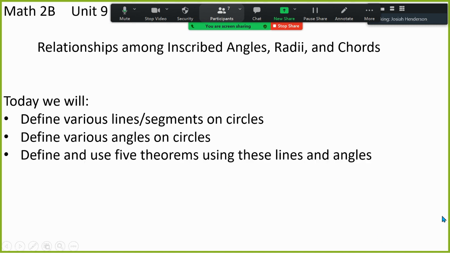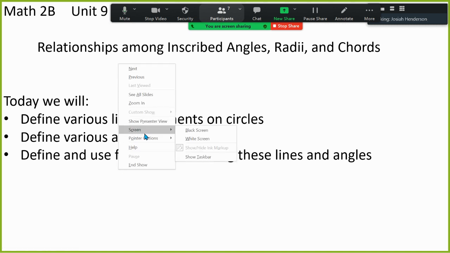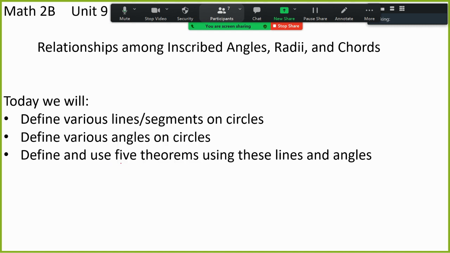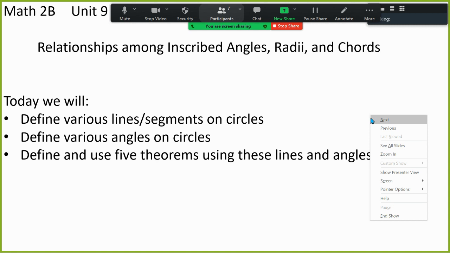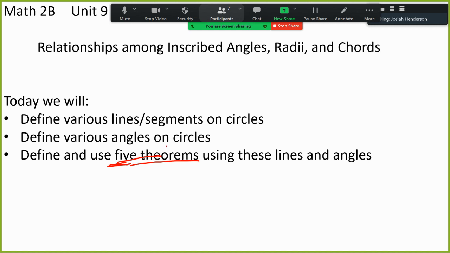And then this is the big one. We're going to be looking at five theorems using all the different lines and angles that we're going to define first. Here we go. Remember, theorem is like a rule that we can use to help solve different problems, different math problems.